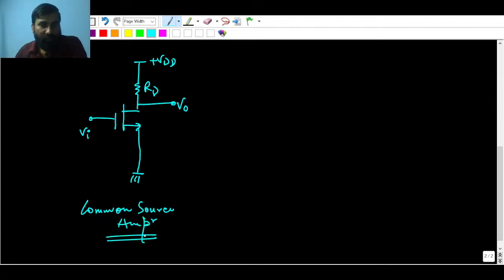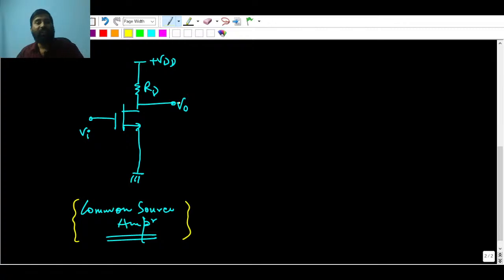You can see here there is no resistance in the source terminal. You have to notice this. So what will be the small signal gain for this kind of amplifier, without drawing any small signal model or small signal equivalent of it?